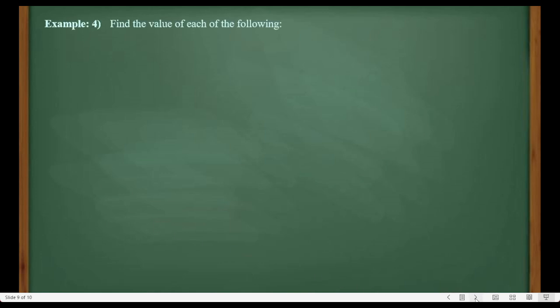Next example, number 4, find the value of each of the following. Now, this time we are dealing with trigonometric functions of angles that are expressed in degree measures, both negative degree measures and positive degree measures. So, start with letter A.